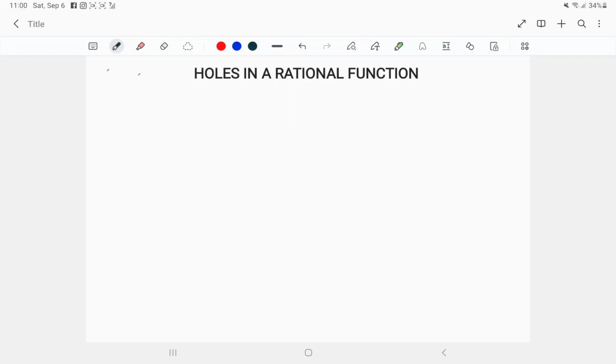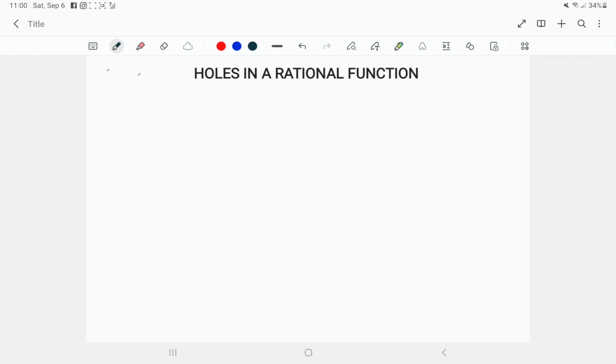Hello everyone. To answer the query of some of you, wherein you ask the question, what is actually a hole in a rational function? How do we solve for the hole or the holes in a rational function? First, let us take note. A hole in a rational function is a point where the function is undefined, and this is usually represented by an open circle on the graph of the function.